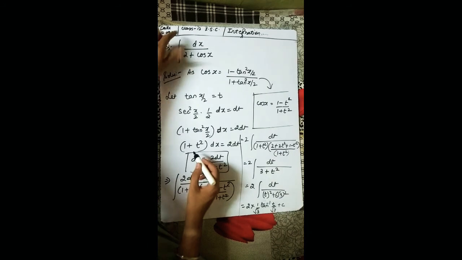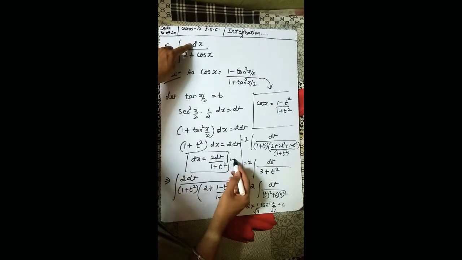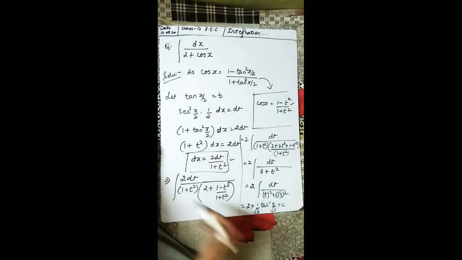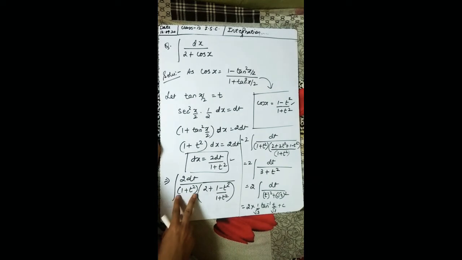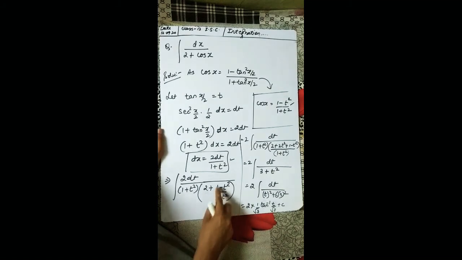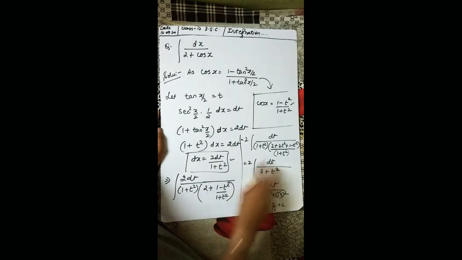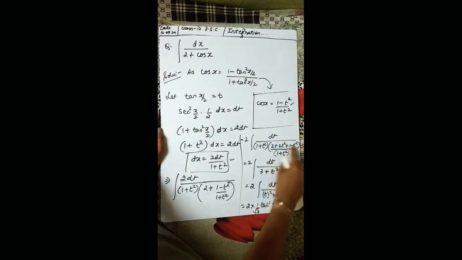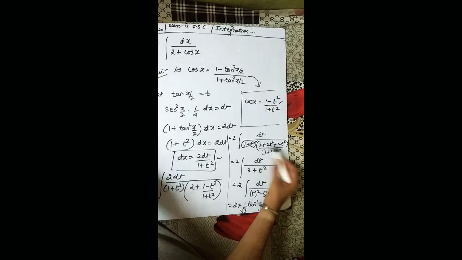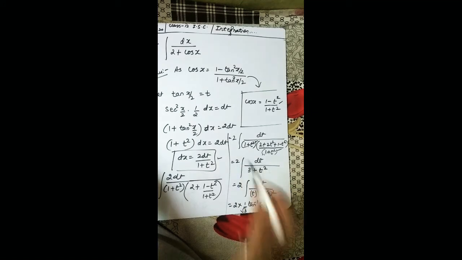So in this integral, you have the value of dx in terms of t, and the value of cos x also in terms of t. Just put both. So the integration of dx becomes 2 dt upon 1 plus t square, and in the bracket 2 plus, in place of cos x, we put 1 minus t square upon 1 plus t square. Now take the LCM. It will be 2 plus 2t square plus 1 minus t square upon 1 plus t square. The 1 plus t square cancels, and you are left with 2 plus 1, 3, and 2t square minus t square leaves t square, and the 2 is outside.